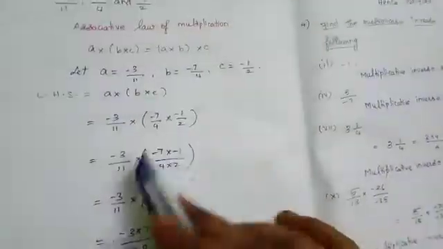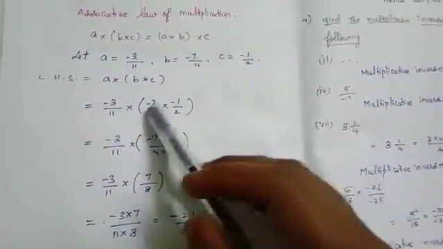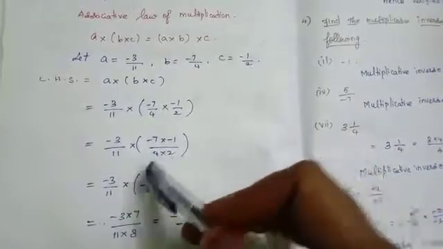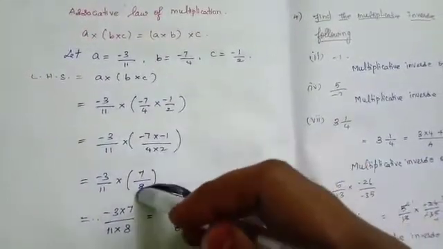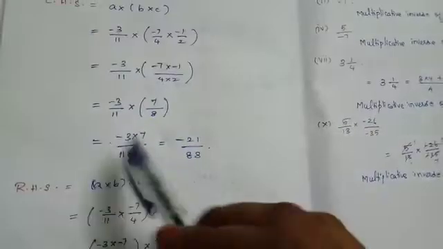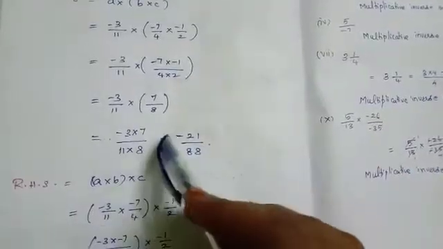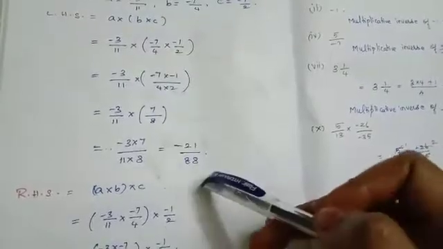The next one, so inside the bracket, first you multiply 7, minus 7 into minus 1 by 4 into 2, minus into minus plus, 7 1s are 7, 4 2s are 8. Now you multiply the remaining, minus 3 into 7 by 11 into 8. 3 7s are 21, minus into plus minus, 11 into 8 you get 88. So the answer is minus 21 by 88.